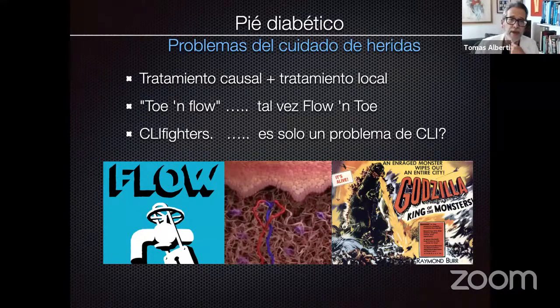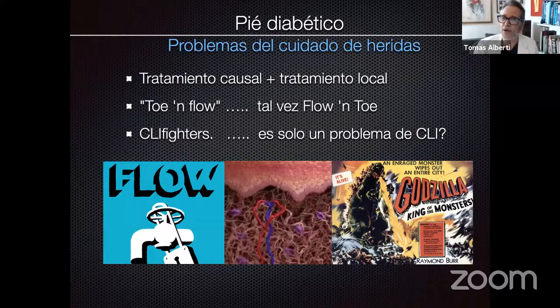Pero fíjense ustedes, en la nomenclatura hay cosas interesantes. A pesar de que estamos yendo cada vez a una forma más integral de ver esto, lo cual se ve en la clasificación WIfI, donde se describen factores relacionados con la herida, con el flujo y con la infección, de todas maneras, como nosotros llamamos las cosas es importante. Entonces, por ejemplo, tenemos la iniciativa Toe and Flow del maravilloso grupo de Arizona, SALSA. A veces es Flow and Toe, pero where is infection in there? Hay Toe, hay Flow, y la infección pareciera no tomar toda su importancia.